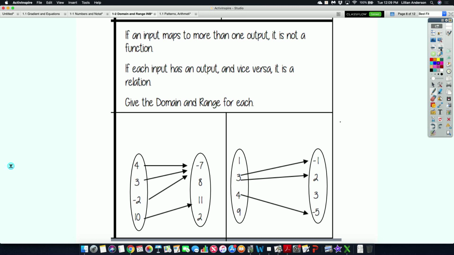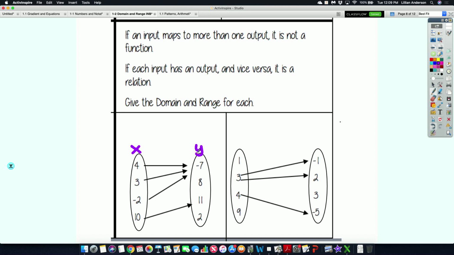So basically the column on your left are your x values. The column on your right is your y values. And the arrows basically connect the ordered pairs together. So on the one on the left, you have 4, -7, 3, -7, -2, -7, and then 10 and 11. Those are your ordered pairs. It's just represented in a different way, but the same rules apply.